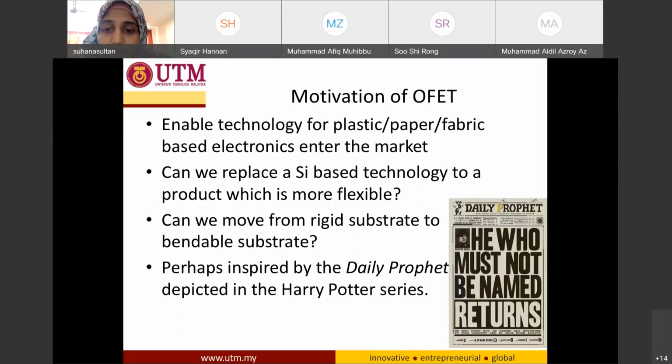I tried to find a YouTube clip from the Harry Potter series, but I couldn't find one. So this is basically how it looks. In one of the movies, the characters in the news become alive while you're reading. So that's how perhaps scientists were inspired to come up with paper-based, fabric-based or plastic-based electronics.